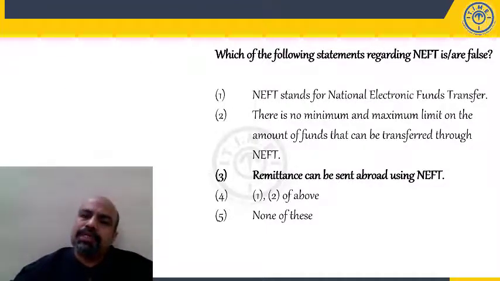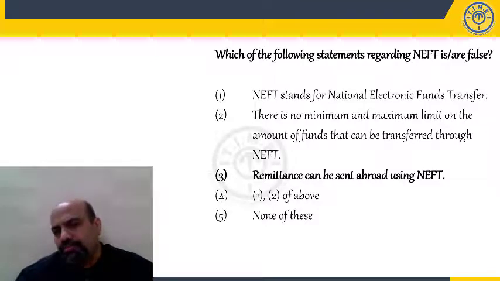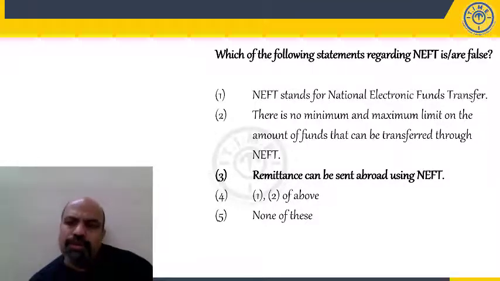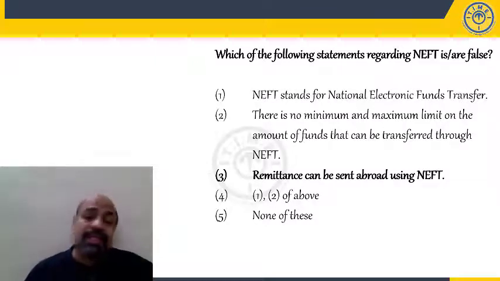Which of the following statements regarding NEFT is false? NEFT stands for National Electronic Funds Transfer. Yes. There is no minimum and maximum limit on the amounts of funds that can be transferred through NEFT. Yes. Remittance can be sent abroad using NEFT. No, this is incorrect.